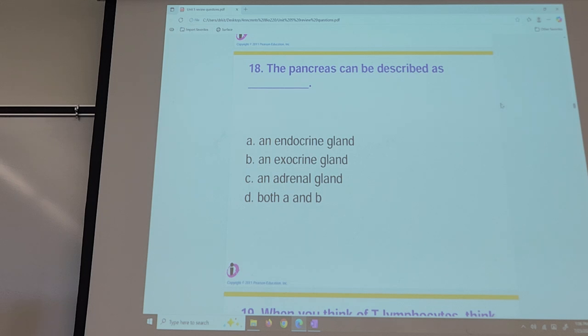The pancreas can be described as how? D. Both A and B, right? So the pancreas, what's the exocrine function? It secretes digestive enzymes, right? And endocrine function is it regulates what in the body? Blood sugar, right? Good.